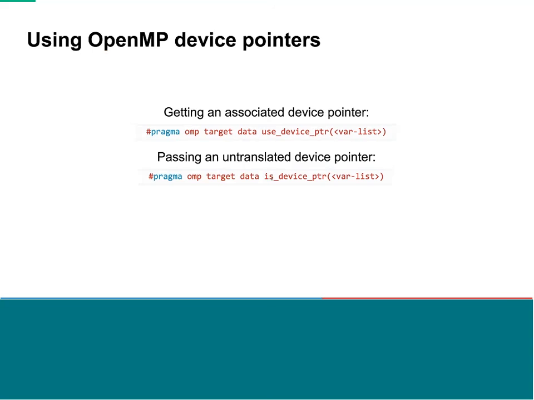And the first allows you to get what we call the associated pointer, the host handle to the device memory portion of a mapped variable, to, say, pass it to a GPU-enabled MPI. isDevicePointer allows you to take an existing device pointer that you already have, or that you allocate through an OpenMP API that I will come to in a minute, and pass it into an OpenMP target region for use without having to separately map it.